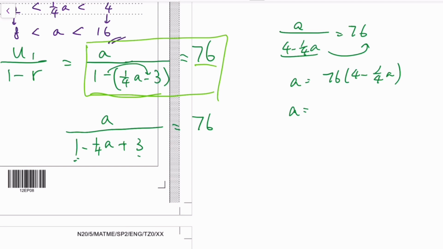So you have to multiply 76 by 4, and then multiply 76 by 1 over 4. And then you move this to the left, 204. So A is 204 divided by 20. You should get 15.2. So if you use a GDC, make sure you get the same answer.